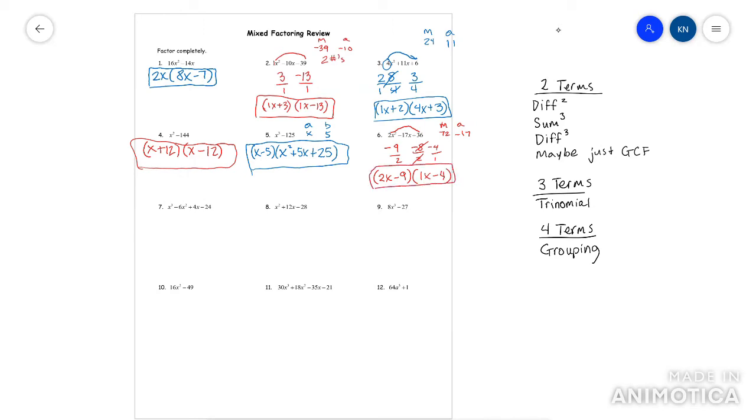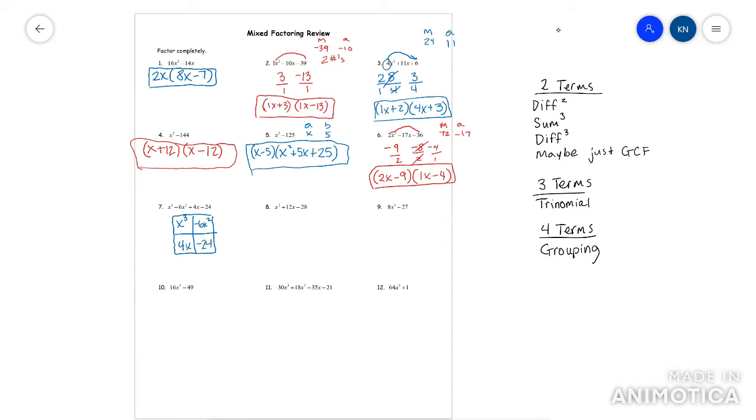Okay, this next one has 4 terms. When it's 4 terms, it's almost 99% of the time grouping. Although sometimes it'll just be a GCF, so you got to kind of watch that. But this one's going to be a factor by grouping. Remember, when I do these, I do them in the box. Makes life a little easier when you're nice organized, putting it in the box. So x cubed minus 6x squared, 4x, and minus 24.